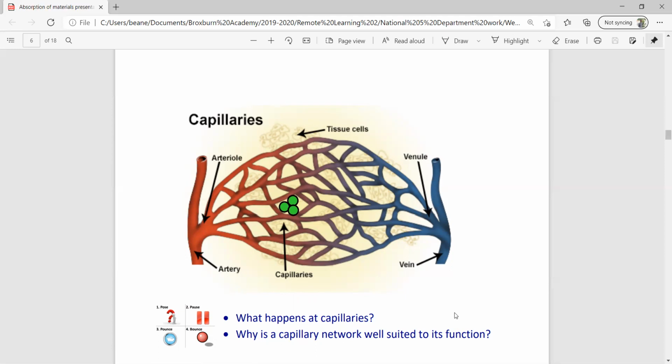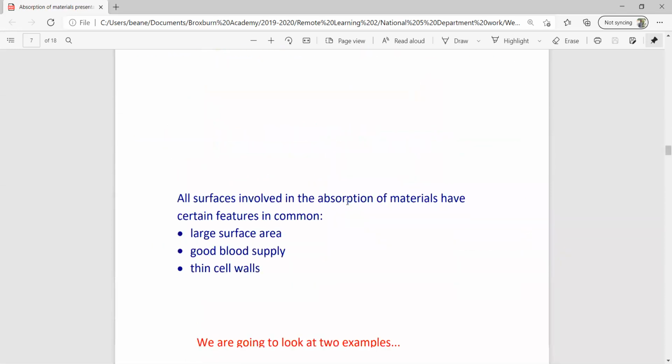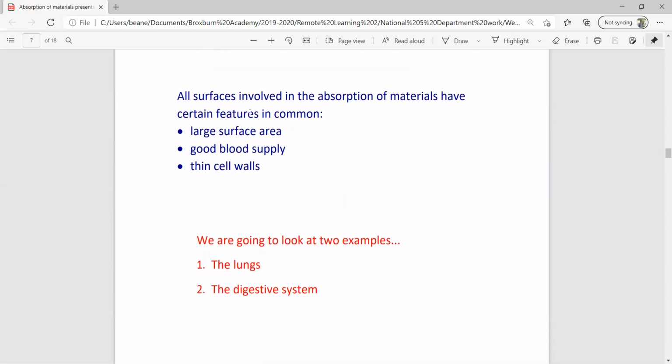Okay, now keep those features in mind because we're now going to look at a few specific capillary beds, a few areas of the body where materials are having to be exchanged. So let's have a little look. First of all, in case you did miss it, the key features of why all surfaces involved in the absorption of material are good at what they do.